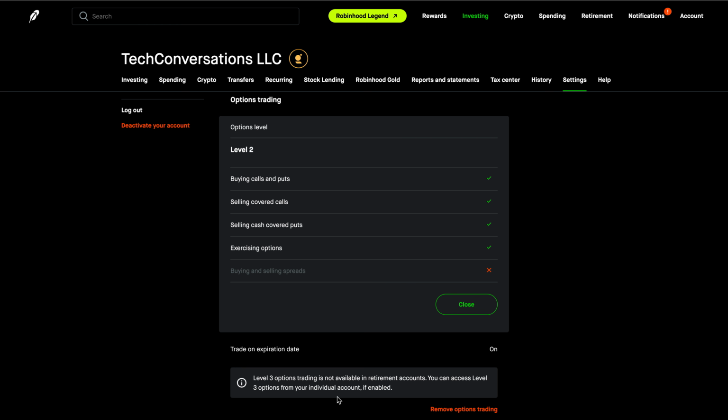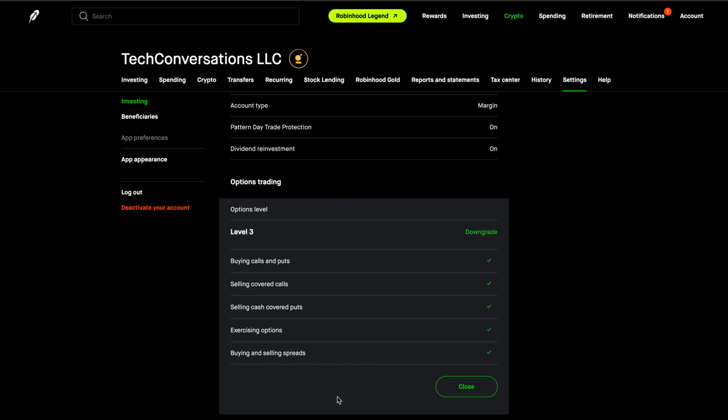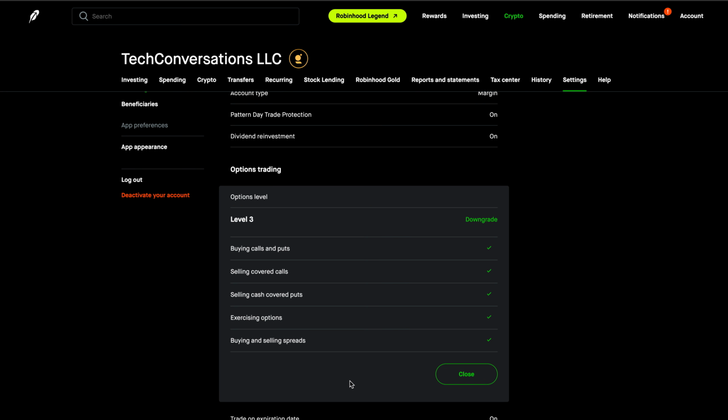So how can you fix this then? In your individual account, somewhere there's going to be an option to upgrade to level 3. And you have to be approved by Robinhood, by the way. But that's the first step to getting to level 3. So I would assume somewhere around here where for me it says downgrade, there's going to be some button here that says upgrade if you're on level 2. Or you can contact Robinhood and ask them how you can request to get to level 3 if you're on level 2 to get some of these more advanced option trading strategies.